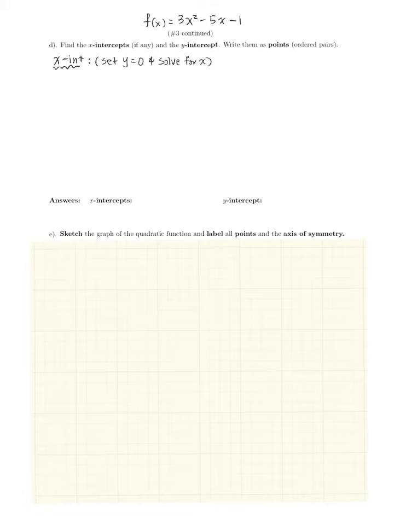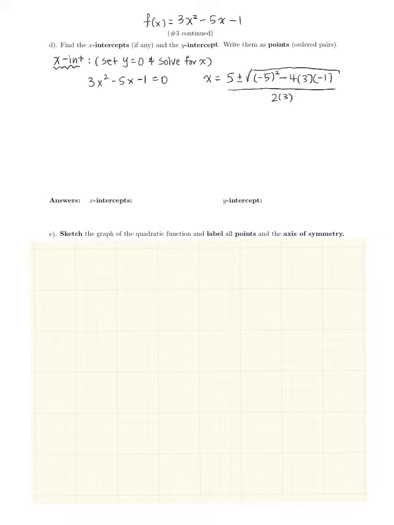Okay, so y equals f of x. So what we need to do is set 3x squared minus 5x minus 1 equals 0, and your job is to solve for x. I don't think we can factor this, so I'm going to use the quadratic formula. So our x is going to be minus b, so positive 5, plus or minus the square root of b squared minus 4 times a times c, whole thing divided by 2 times a.